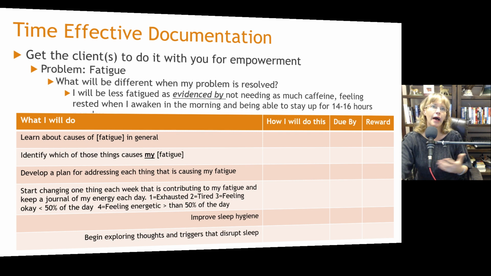It could be a night off. It could be a bubble bath. It doesn't have to be anything huge. Then going down to the next one, identify which of those things is causing my fatigue. So then they really need to look at themselves and go, okay, which parts of this stuff that I just learned about apply to me? How will I do this? By reviewing the handouts that Dr. Snipes gave me and making a list of the things that cause my fatigue. Due by, a lot of times I have them do these first two things in the first week, but you could have them spread it out over 2 weeks. And you see where we're going from there.